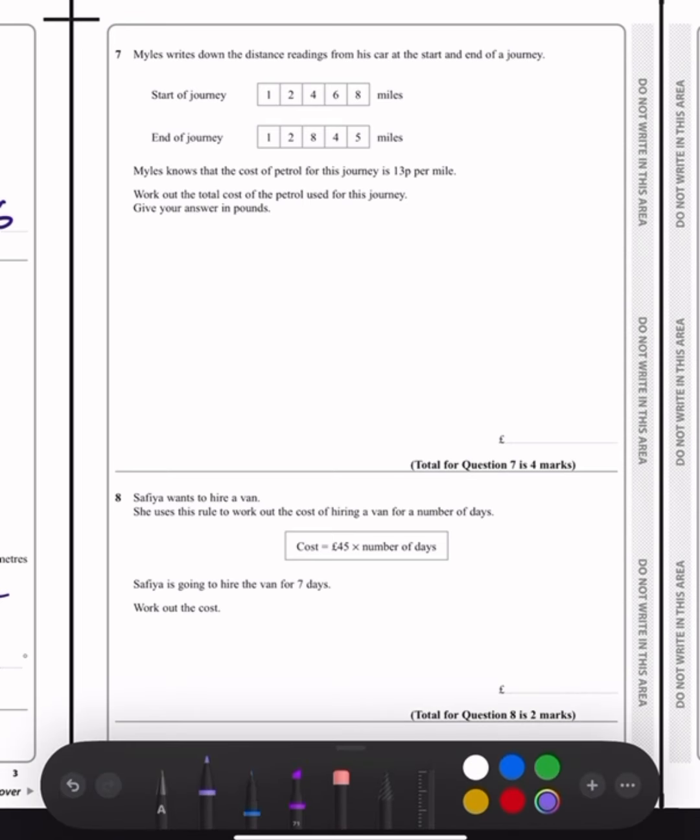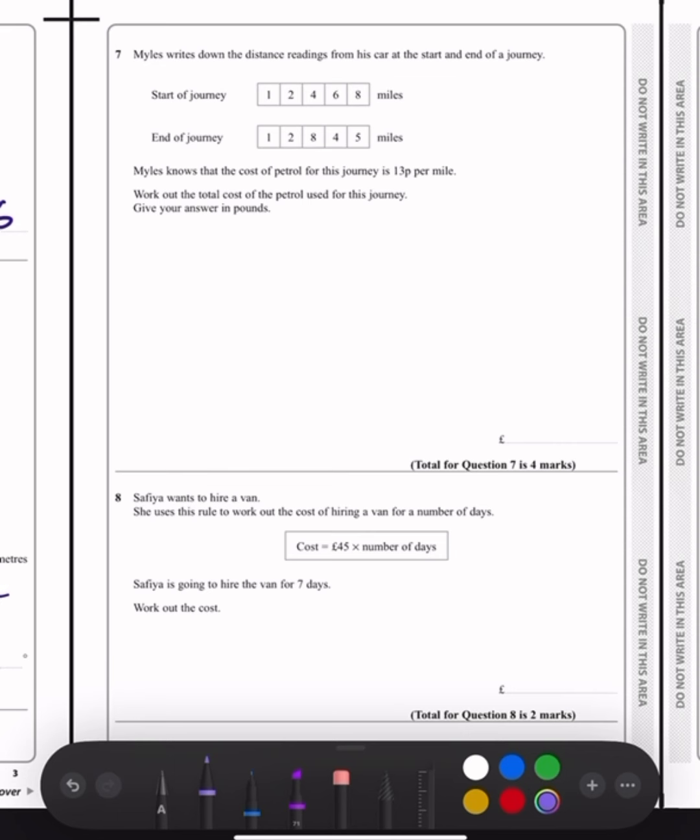Miles writes down the distance readings from his car at the start and at the end of a journey. Start of the journey is 12468 miles. End of the journey is 12845 miles. Miles knows that the cost of petrol for his journey is 13p per mile. Work out the total cost of the petrol used for this journey. Give your answer in pounds.